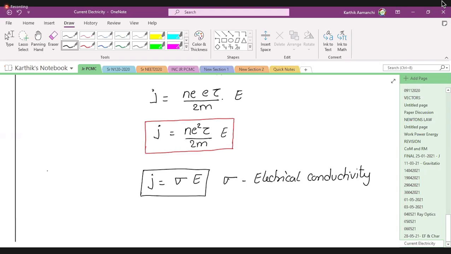So if somebody asks you for the Ohm's law derivation, V is directly proportional to I. I am removing my proportionality constant and placing something called R, which is called resistance.